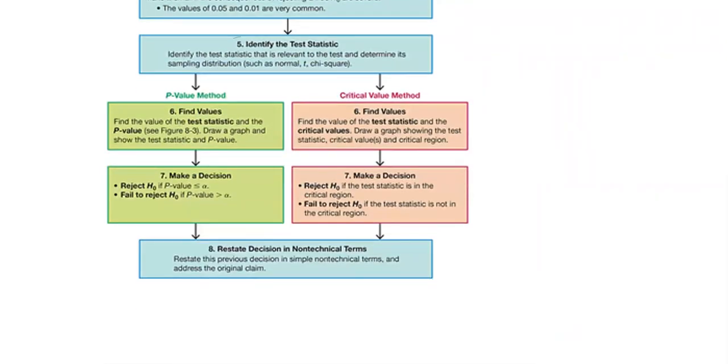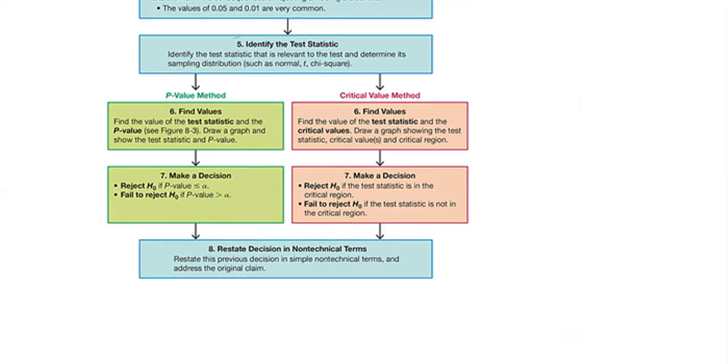Step 6 branched off into 2 parts. You could either do the p-value method, which is what we use in the calculator, or you could use the critical value method by drawing the graph and finding the critical region, the rejection region. And you would make decisions in step 7 based on whichever method you chose. And both those decisions must point to the same answer, the same decision, because they were just equivalent methods.